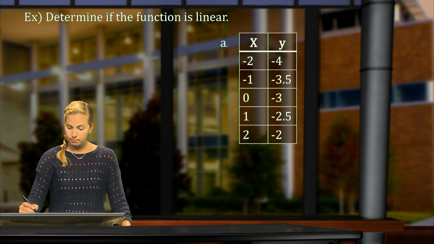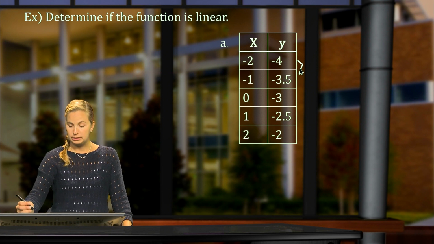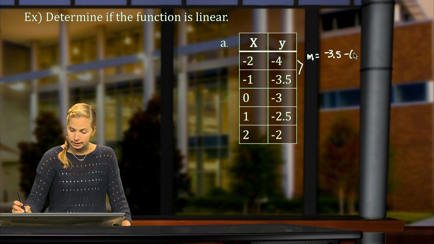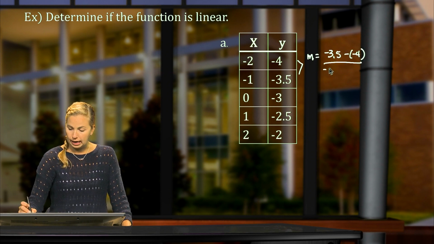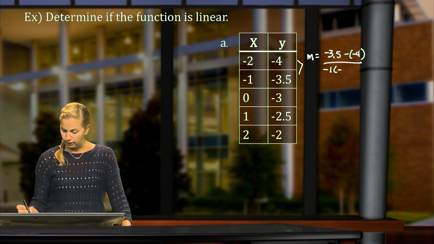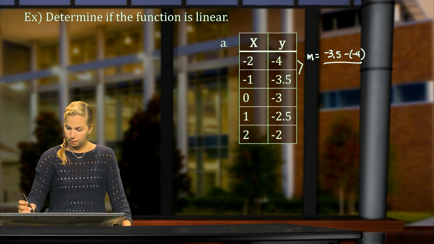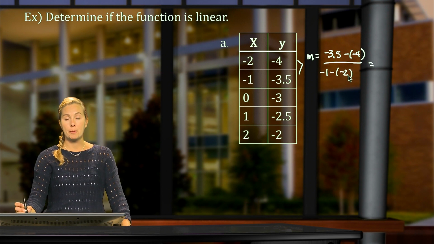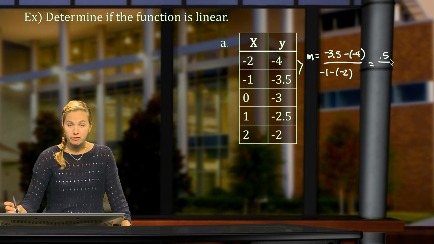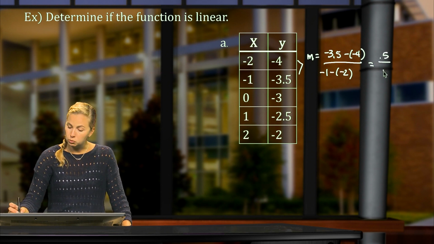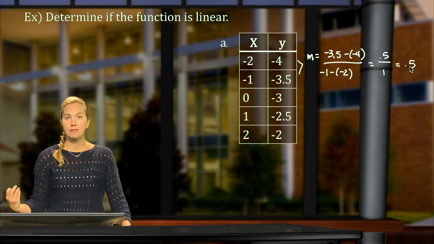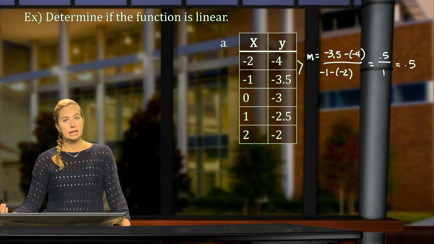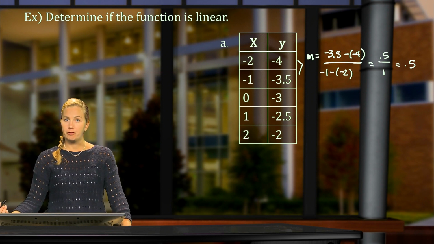Trying another example. Between our first two data points, our slope is -3.5 minus -4 divided by -1 minus -2. -3.5 plus 4 is going to be 0.5, and -1 plus 2 is 1. We have a slope of 0.5. Remember that if you have decimals already in your problem, it's appropriate to leave your answers as a decimal. Otherwise, always use an improper fraction that's simplified.